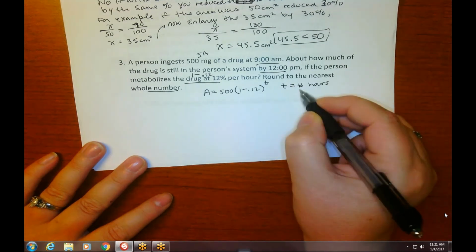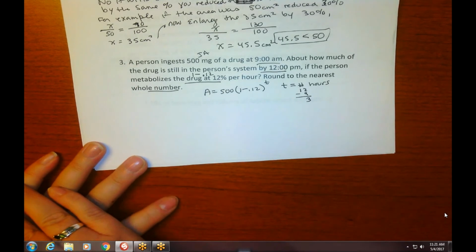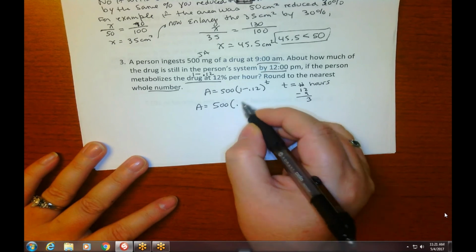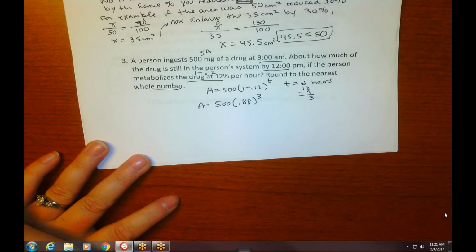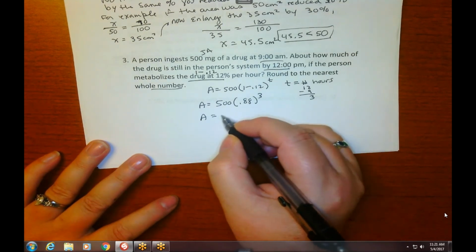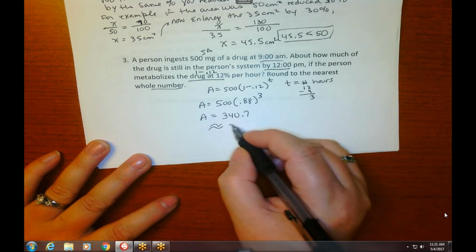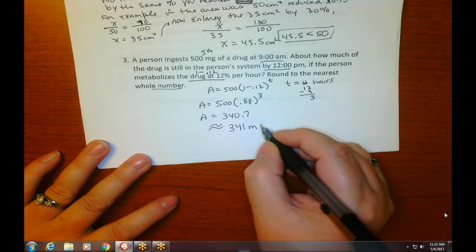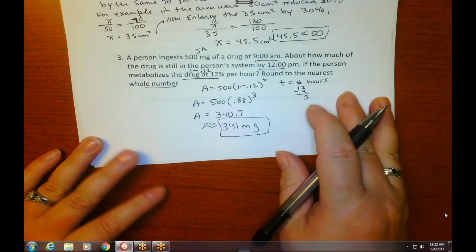In this case, it's going from 9 to 12, which will be 3 hours. So A equals 500 times 0.88 to the third. And we get 0.7, so it said nearest whole number, 341. Is it milligrams? Yes, 341 milligrams.